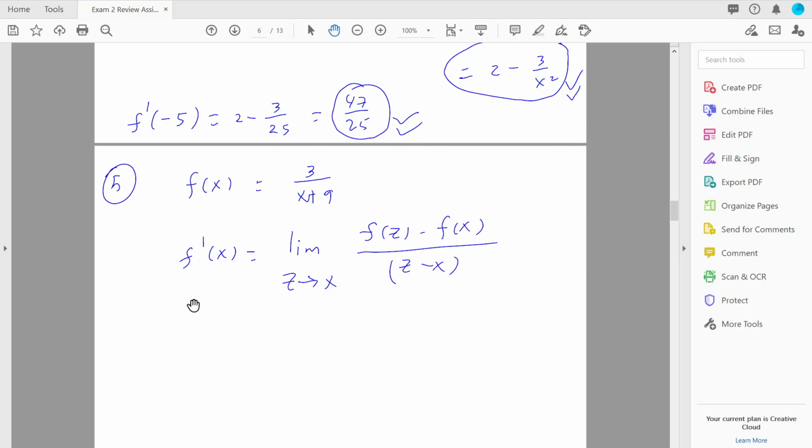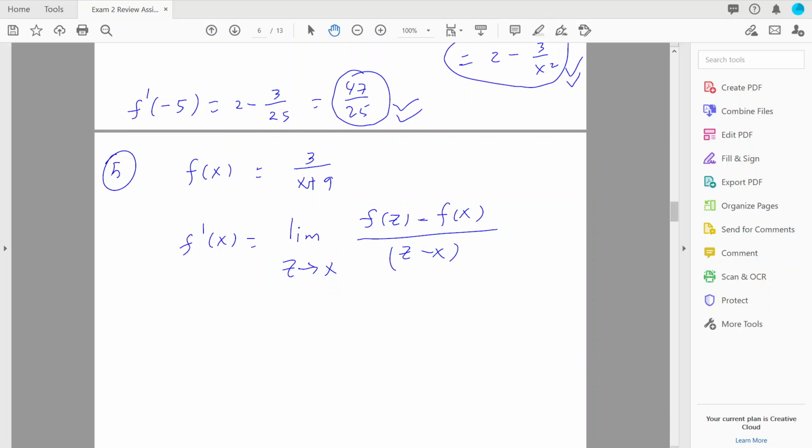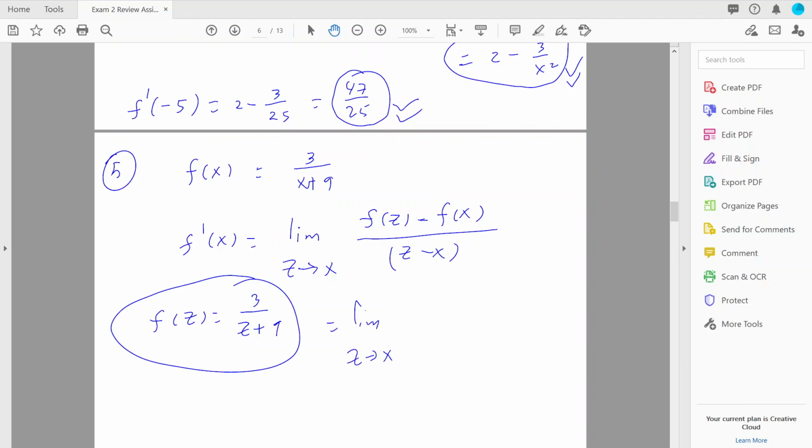Okay, so as you can see, f of x is 3 over x plus 9. So from here we can find f of z is 3 over z plus 9, and f of x is 3 over x plus 9. We're going to plug these values back into this limit here. So it would be 3 over z plus 9 minus 3 over x plus 9, and we already have z minus x on the denominator.